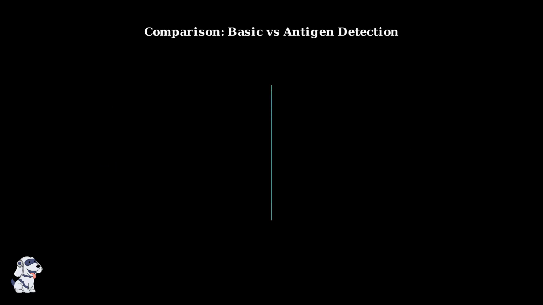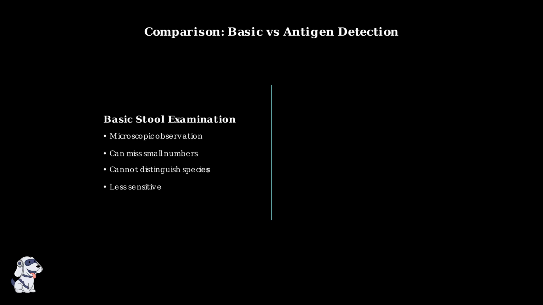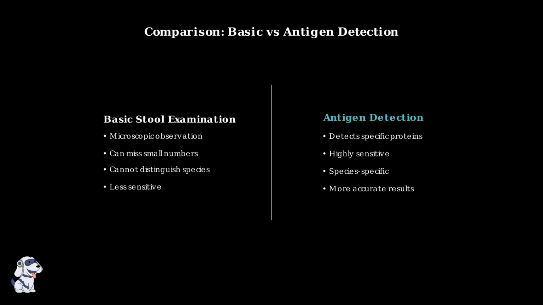Compared to basic stool examination, antigen detection offers several key advantages that make diagnosis much more reliable. Basic stool examination relies on microscopic observation, which can miss small numbers of parasites and cannot distinguish between different Entamoeba species. In contrast, antigen detection specifically identifies Entamoeba histolytica proteins, providing highly sensitive and species-specific results with much greater accuracy.